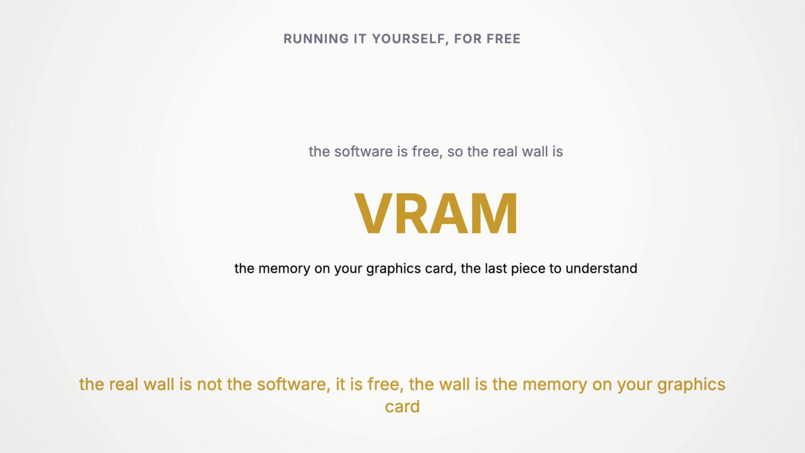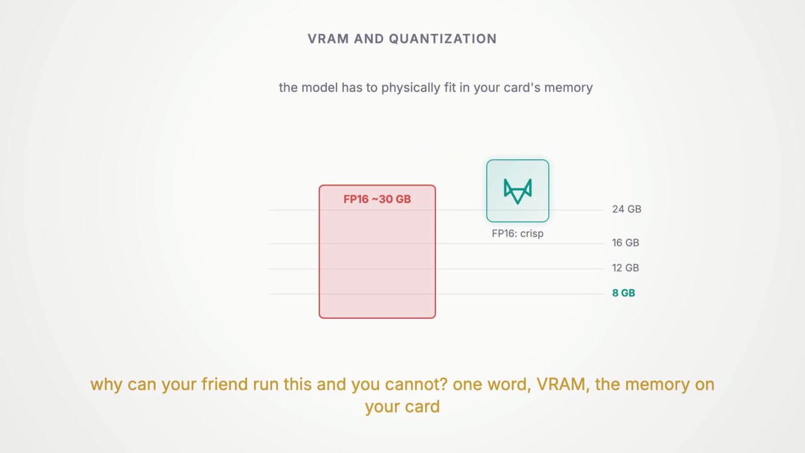It is free. The wall is memory, the kind of memory on your graphics card, and that is the last piece to understand. So why can your friend run this and you cannot on similar-looking computers? One word: VRAM, the dedicated memory on your graphics card, where the model has to physically sit while it runs. A strong open image model in 2026 can be a heavy thing. At full precision, one popular open model needs somewhere around 30 gigabytes of graphics memory just to load, which is more than almost any home computer has. Game over before you generate a single picture.